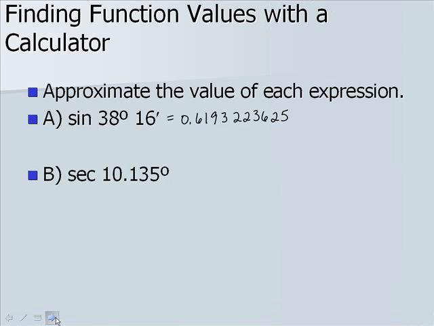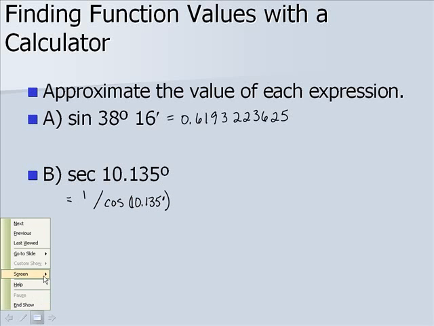Now let's find the secant of 10.135 degrees. Your calculator doesn't have a secant button, so we're going to have to use the fact that secant and cosine are reciprocals, and we do 1 over the cosine of 10.135 degrees.